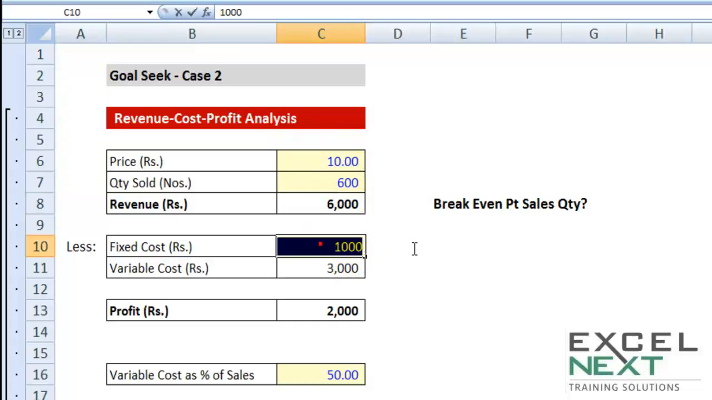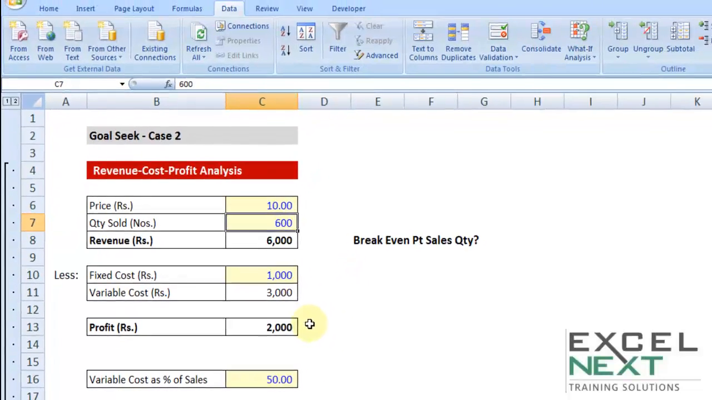Fixed cost is fixed, hard-coded, and variable cost says you have revenue and multiply that with 50%, to give you a variable cost of 3,000. And based on these three values, that is revenue less fixed cost less variable cost, you get a profit of 2,000. Now my question is, at this current moment, the profit is 2,000, but what is that level of quantity being sold at which the profit or loss shall be equal to 0? What is the break-even point sales quantity?